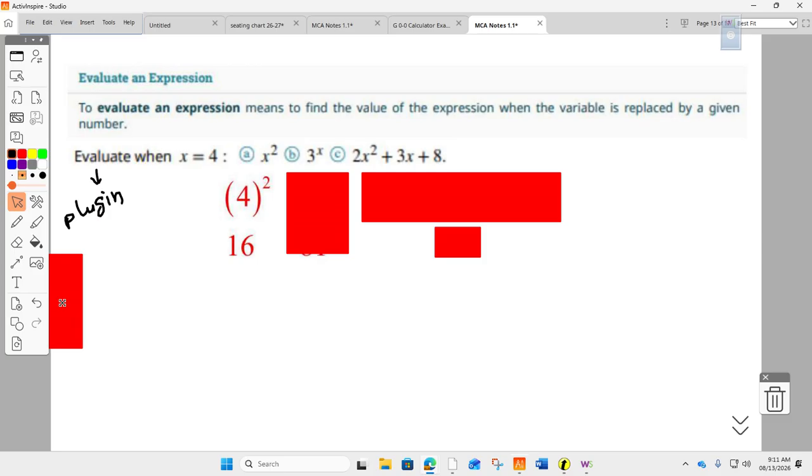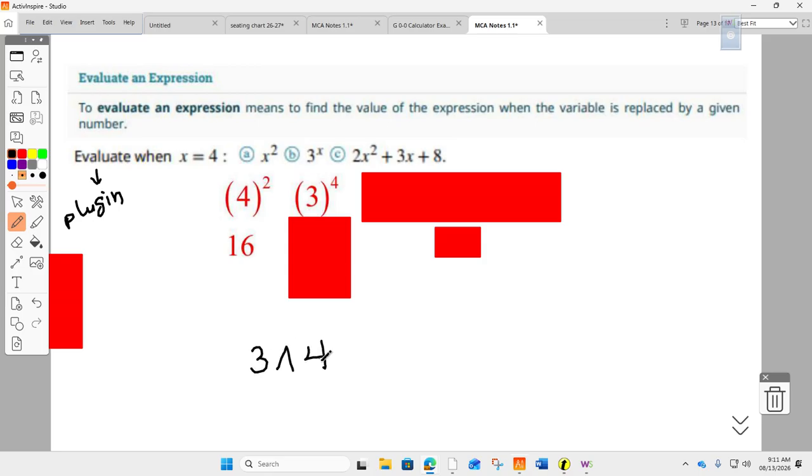Next, 3 to the x power. So the variable x is the exponent in that exponential notation. We're going to replace the x with 4. 3 to the 4th power. Remember, if you're entering it on your calculator, it's 3 caret 4. You should get 81.